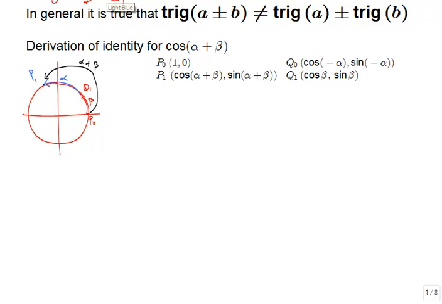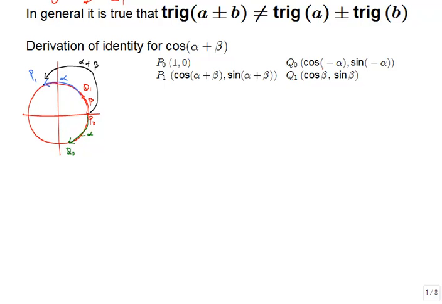Finally, we're going to let q sub 0 be over here, and this arc length will be minus alpha: the same distance as alpha, but going in the negative direction from point p sub 0. So its terminal point, its x and y value, will be cosine of minus alpha, sine of minus alpha. Whatever this angle is here, the x is the cosine of that angle, and the y is the sine of that angle. So I've created these 4 points.